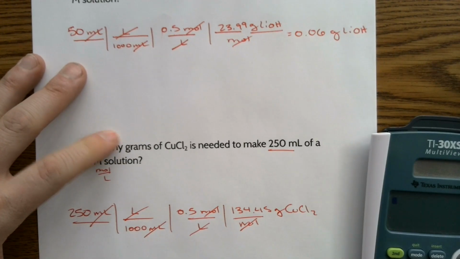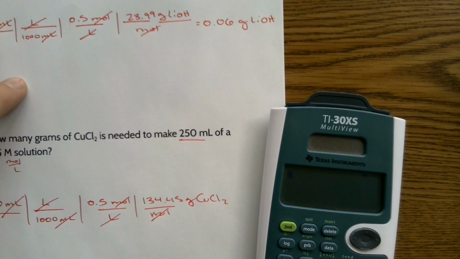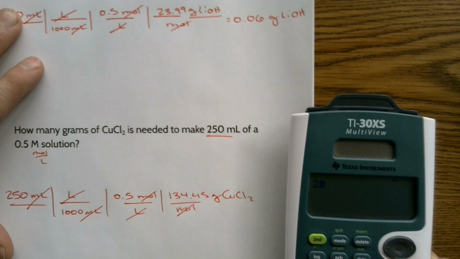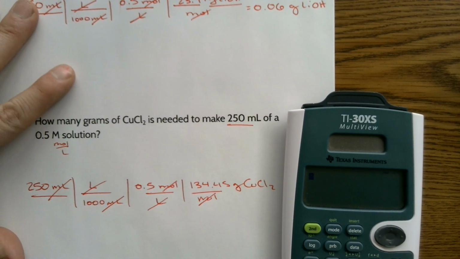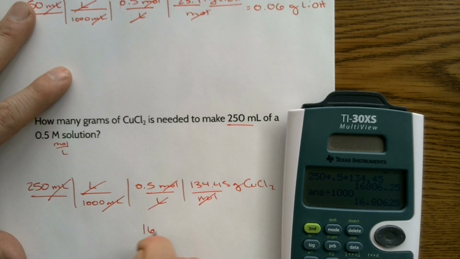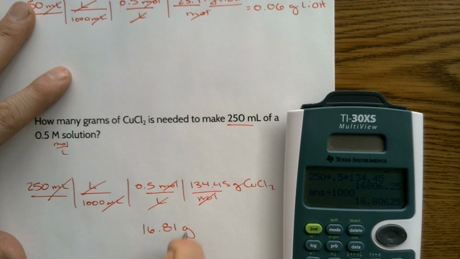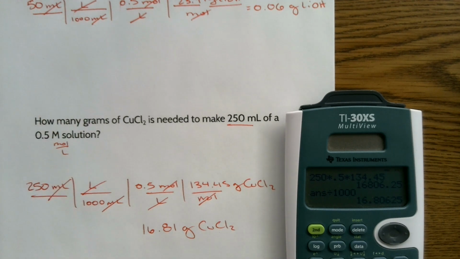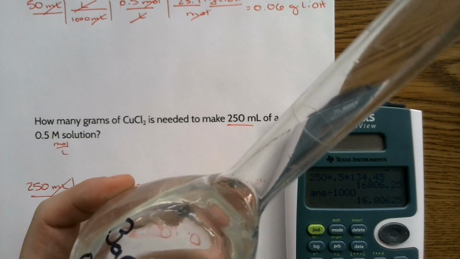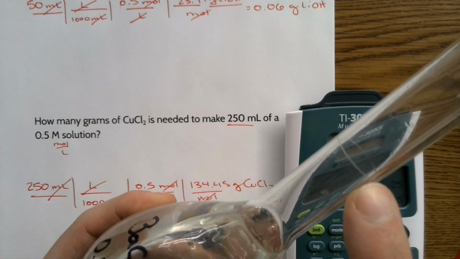When I multiply this all the way across, I do 250 times 0.5 times 134.45, and then I divide by 1,000, and that gives me 16.81 grams of CuCl2. So I'm going to need to weigh out on my scale 16.81 grams of copper chloride, and then I'm going to fill up my volumetric flask later with some water, and I dissolve it in here, and I can fill it up to this little line right here on the flask.